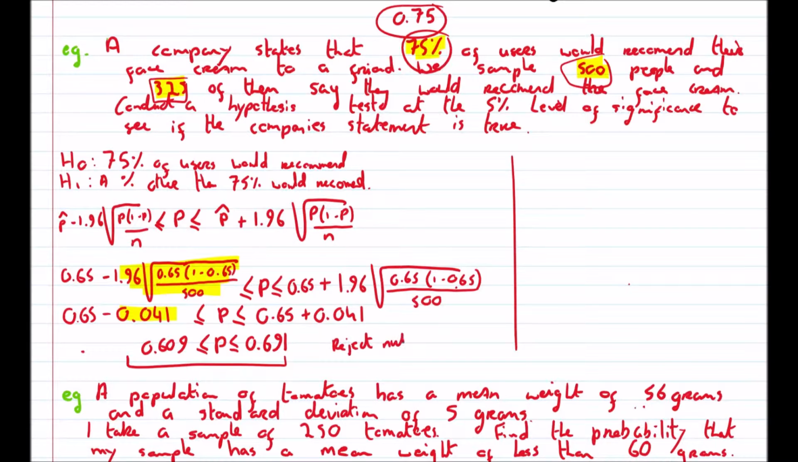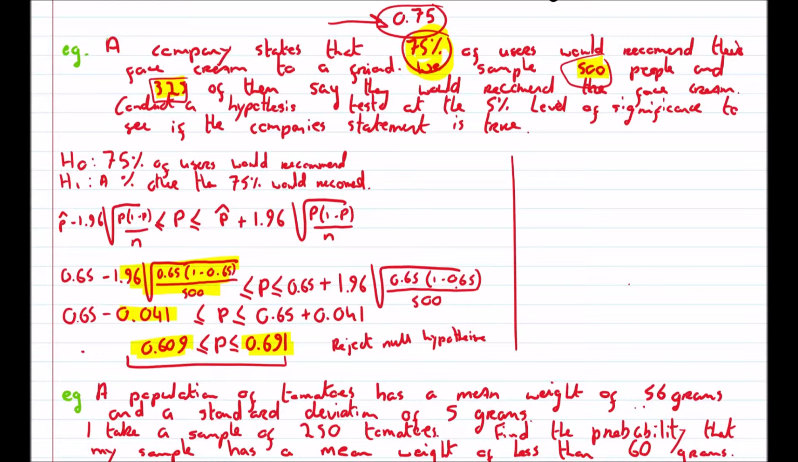So I will reject the null hypothesis. I change that into a decimal. I could also have changed these into percentages, and that would have been 60.9% and that would have been 69.1%, and still that 75% would have lied outside it. So that's one method.